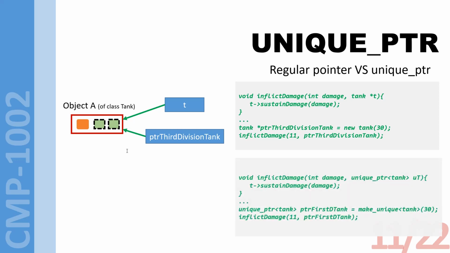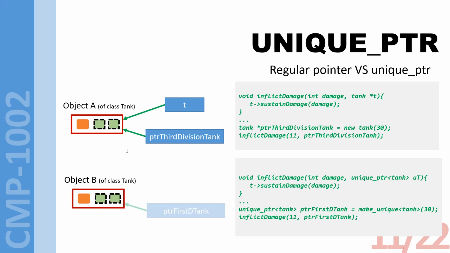But in the unique pointer case, if I again say unique_ptr<Tank> ptr1 = make_unique<Tank>(30), there's this new object, let me call it object B, and there's this ptr1, which is referring to that object B. However, when I'm trying to copy the address to another pointer, in this code example it says UT, this is illegal, because of the unique pointer data structure.